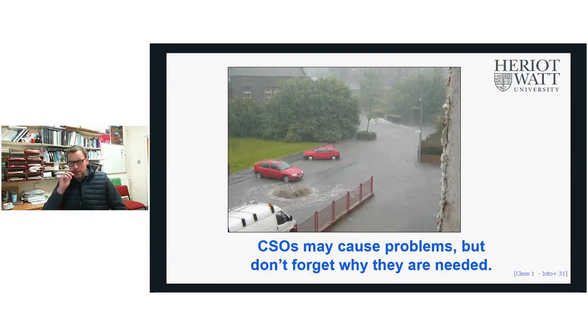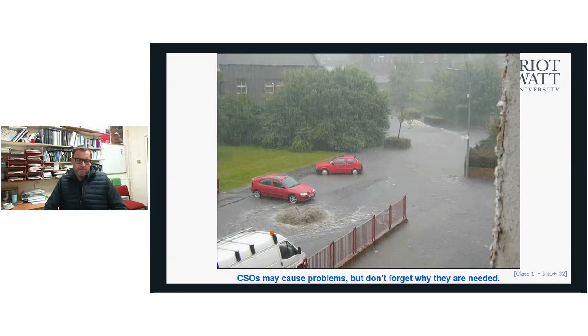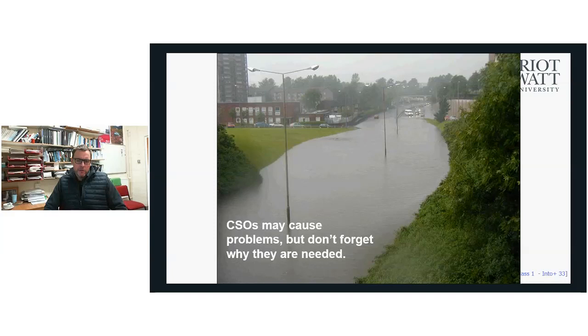But the important thing is the role that CSOs perform. And this is Glasgow. Without those CSOs, this kind of flooding would have been much more frequent. So this is a serious issue, and the CSOs made this kind of event less frequent.